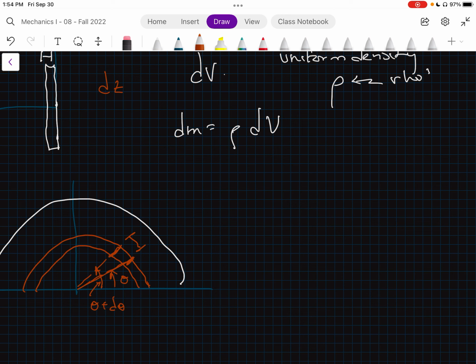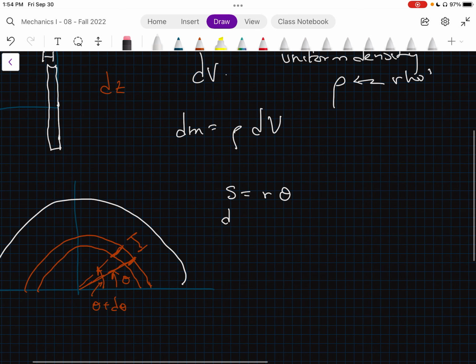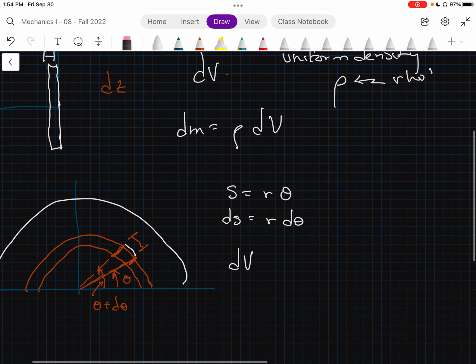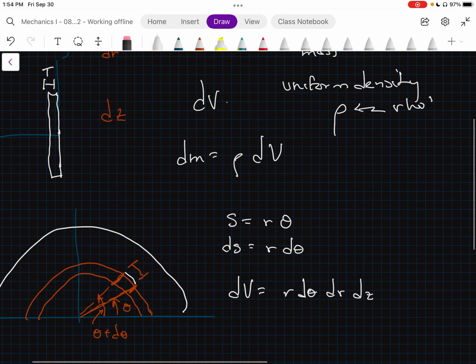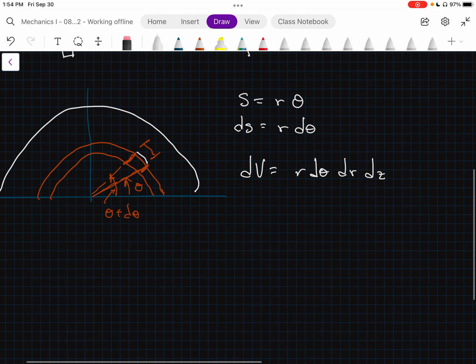So remember from the arc length formula that the arc length is r theta. In this case, we just have d theta. So my arc length along this direction, ds, is my radius times d theta. So now I have all the pieces for my volume element. So my volume element is r d theta, that's the one we just figured out, times dr times dz. Okay. So now we are ready to actually calculate the center of mass.